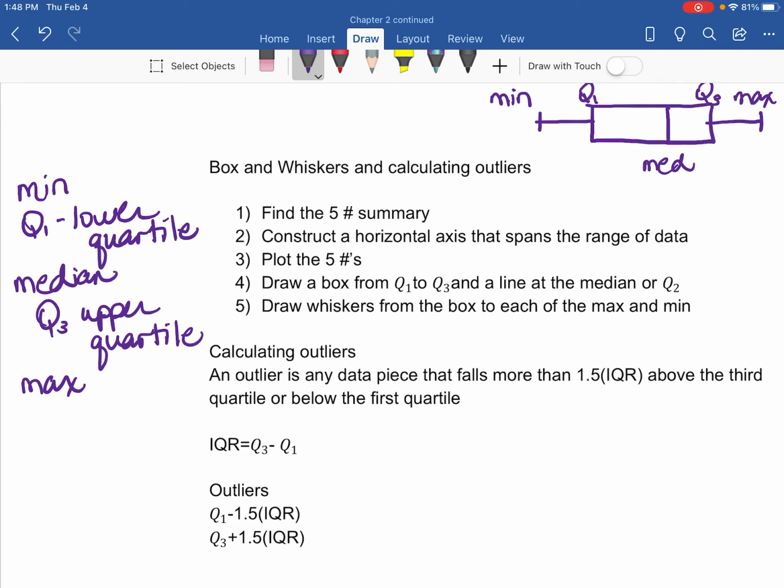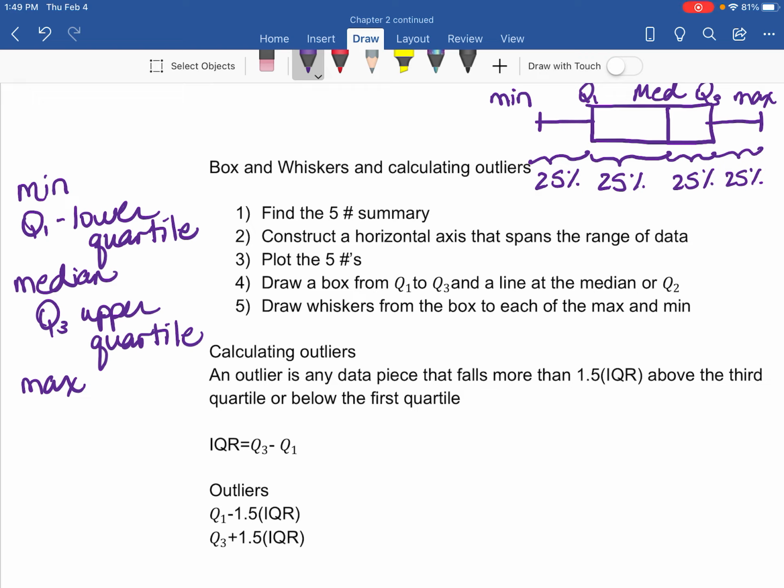So 25% of your data will fall between the min and Q1. 25% of your data will fall between Q1 and the median. 25% of the data will fall between the median and Q3. And 25% of the data will fall between Q3 and the max. You are going to see questions on this, so please write that down.